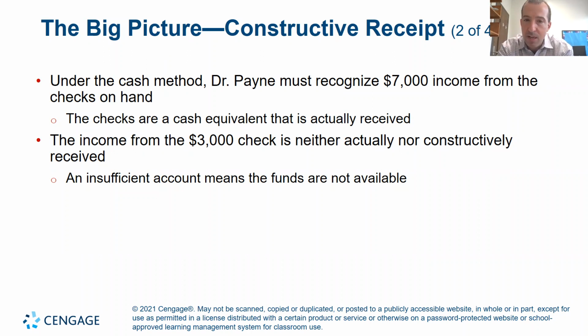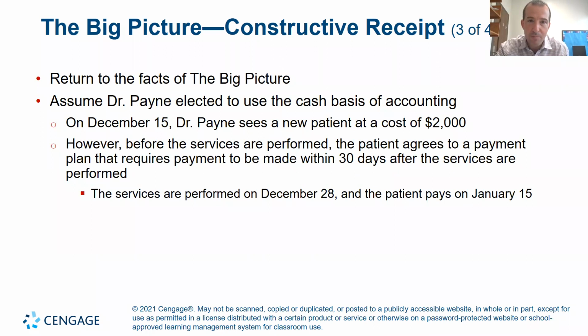The income from the $3,000 check is neither actually nor constructively received because the funds are not available. So in this example, the $7,000 on the cash basis would be what we recognize because the $3,000 is not available.